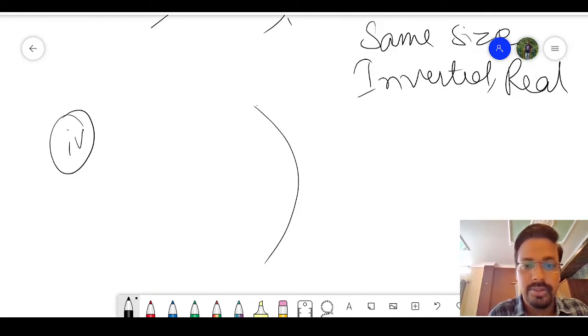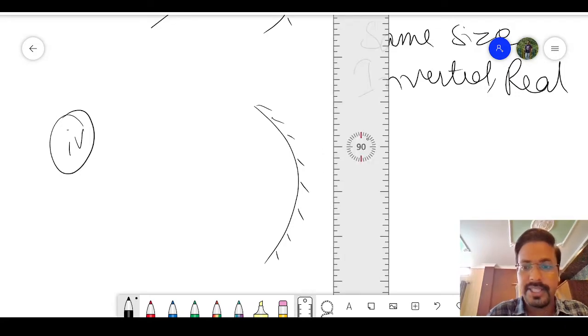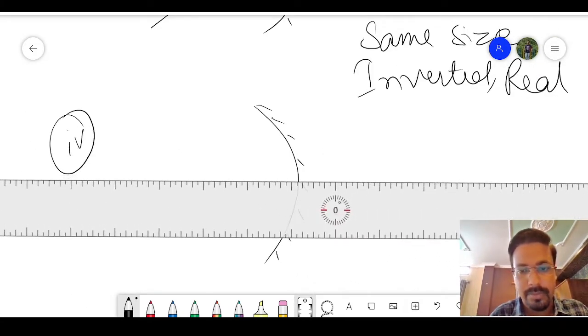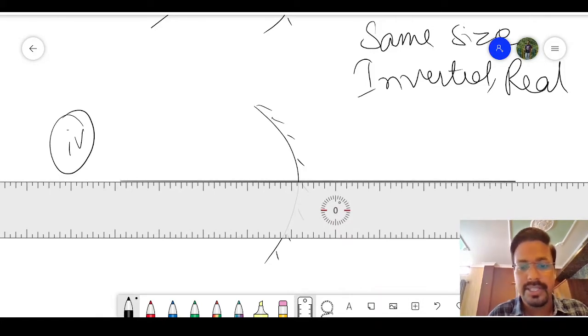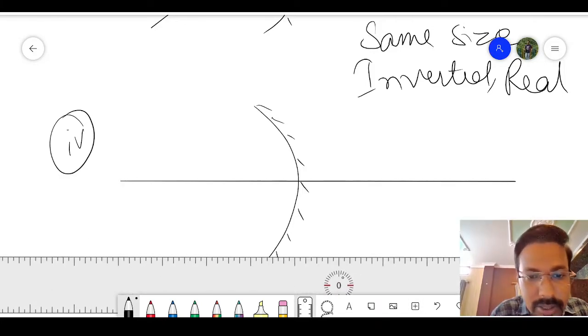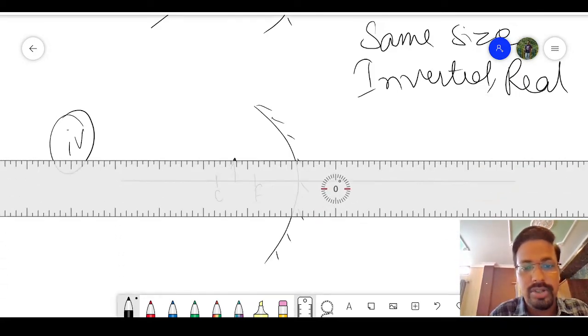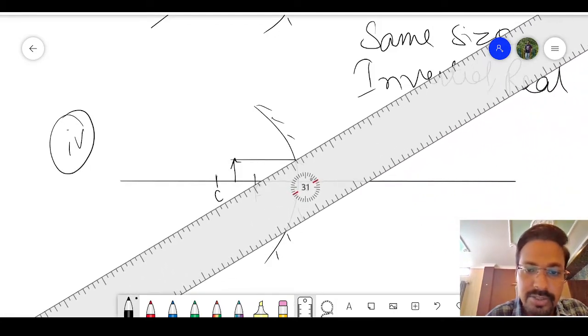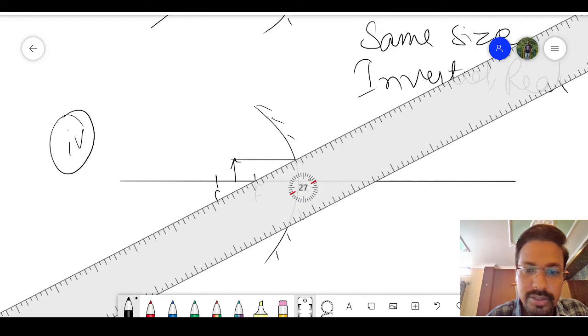Let's draw this. Let's take our scale. We'll draw a principal axis. Let's have this as our center, then this will be our focus. If this is the object here, let's see how to draw the parallel ray. It will obviously, as we know, pass through the focus.